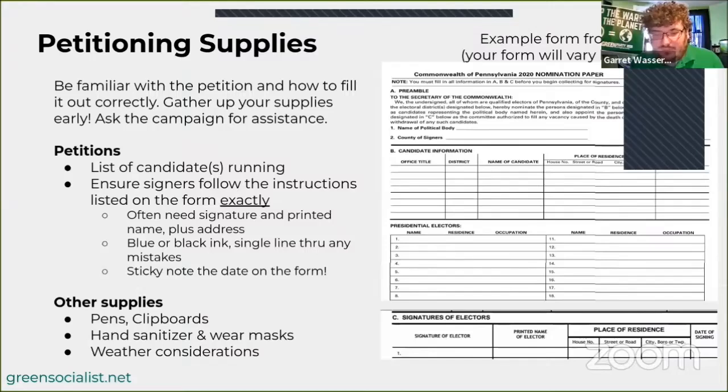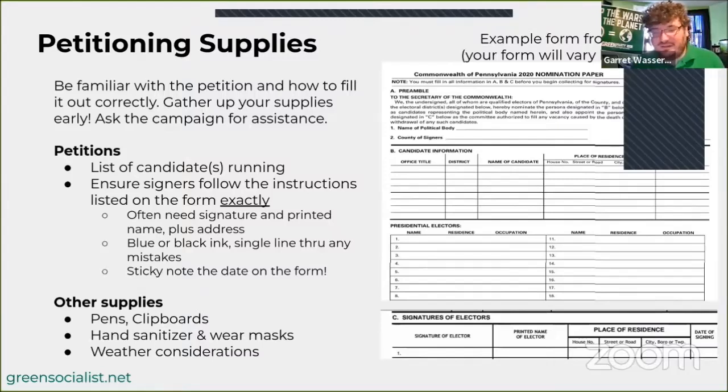So that's the form. Obviously, to make your experience better, you'll probably want some clipboards so it's easy to hand the form to people and have them sign while they're standing up or walking or whatever. You want to have some pens with you so that they can sign. You can't expect people to have pens on them.